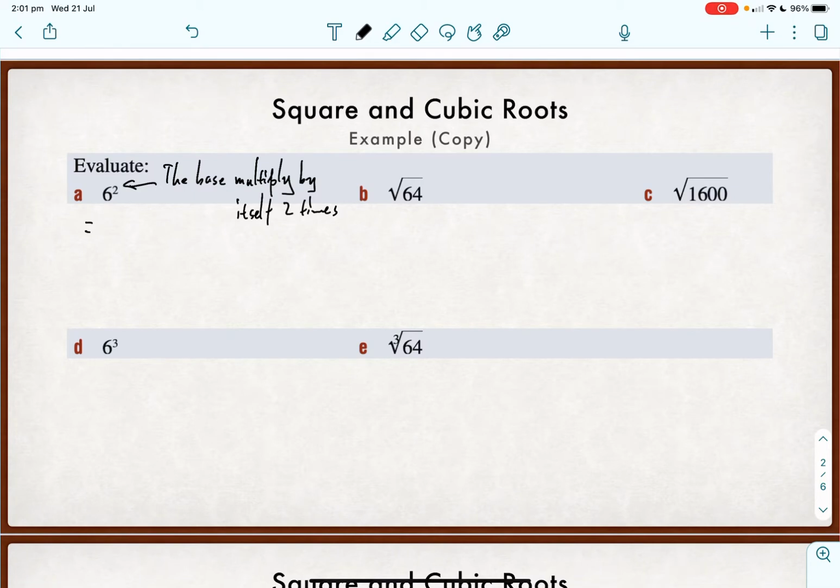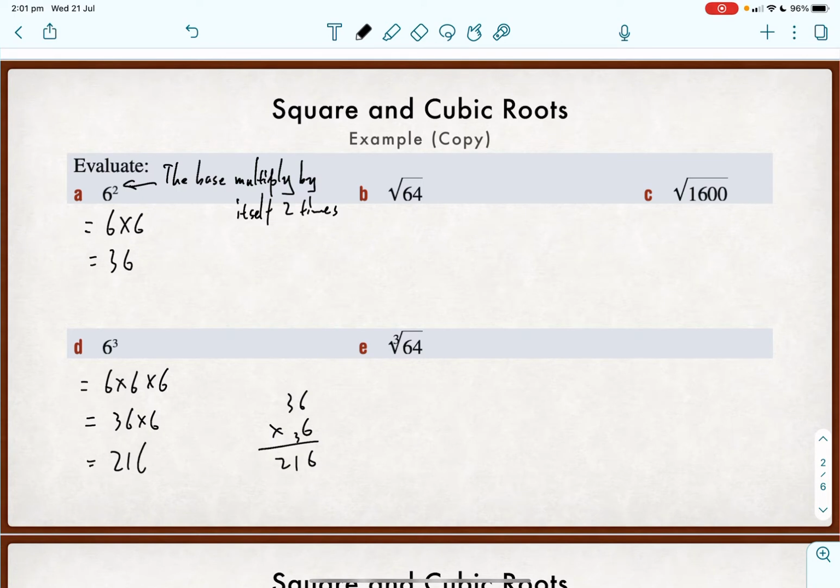Okay, so 6 multiply itself 2 times, so 6 times 6 equals to 36. Okay, now 6 cubed means 6 times 6 times 6, which is 6 times 6, 36 times 6, so 36 times 6. So 216. Okay. Cool. Now, those are square and cubics.